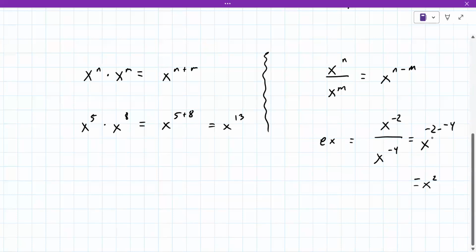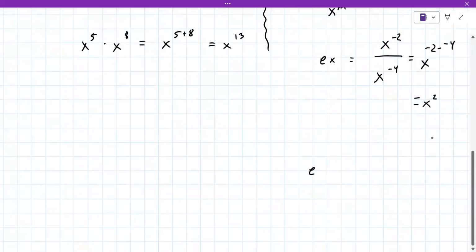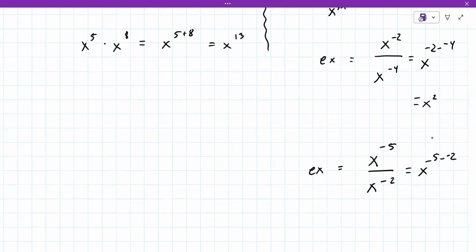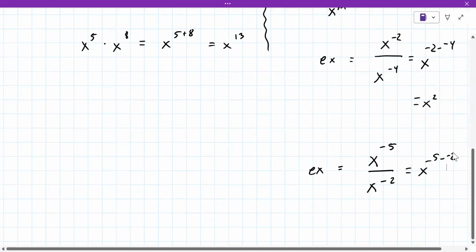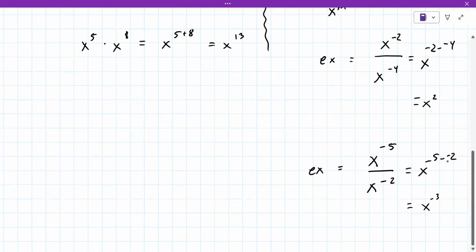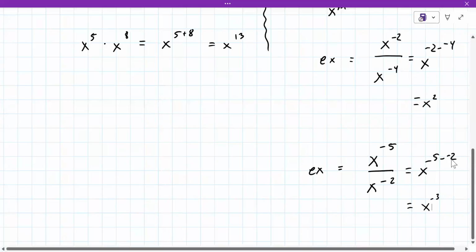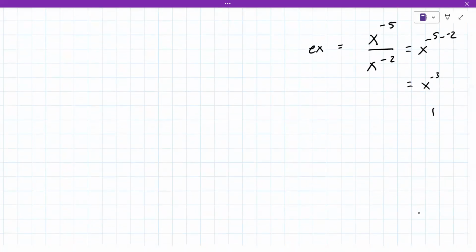Yeah. Now here's another example because the negative exponents are the ones that are the toughest here. Let's say it's x to the -5 over x to the -2. This is x to the -5 minus a -2. Two negatives make a positive. This becomes x to the -3. But you probably know by now that you can't leave it as a negative exponent. So this becomes 1 over x cubed like that.